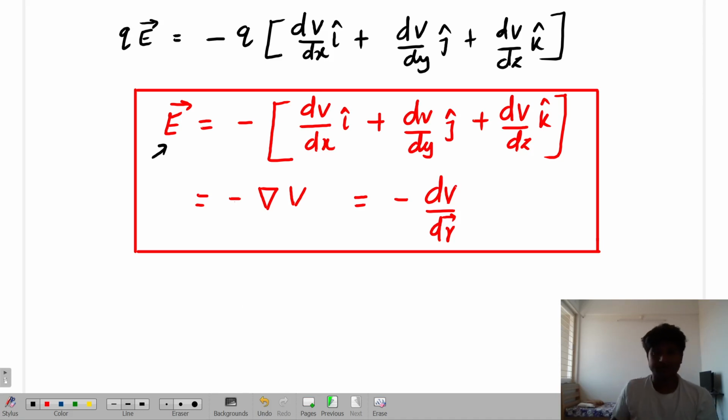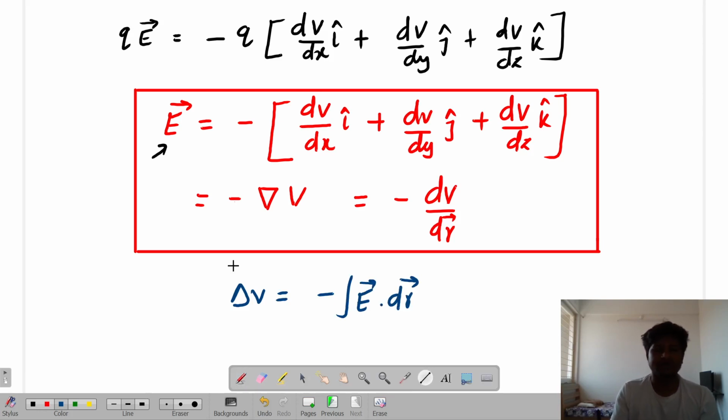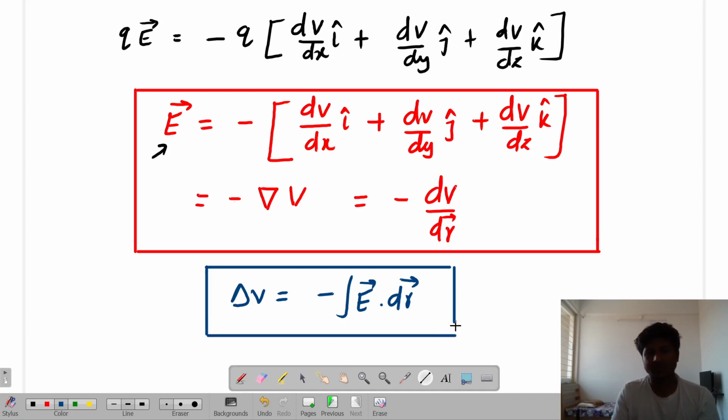So now look over here. Basically I can bring this dr over here, and then change in potential is given by the formula minus of integral E dot dr. So how many equations we got? We got around two more equations of conservative electrostatic field, and these are developed by Faraday. And that's why they play a very big role in our understanding. Got it?